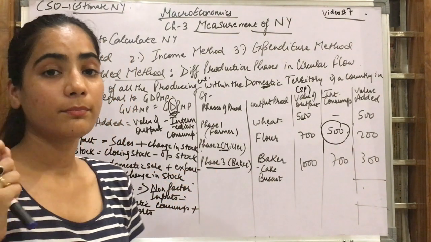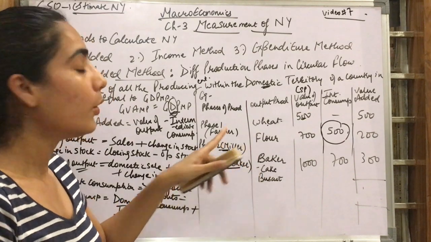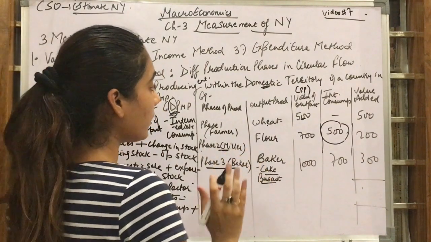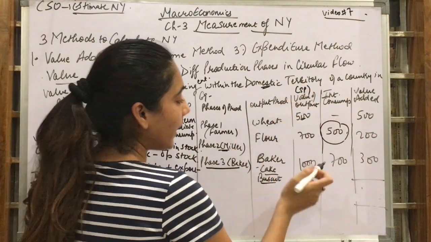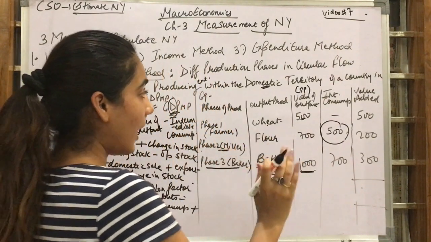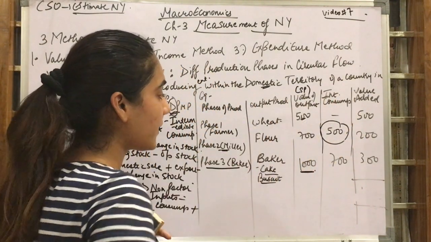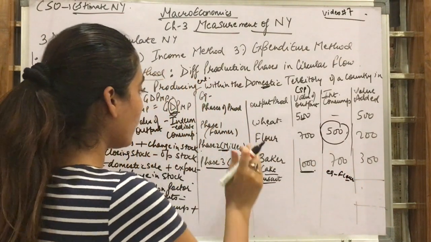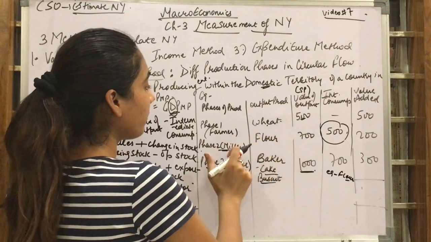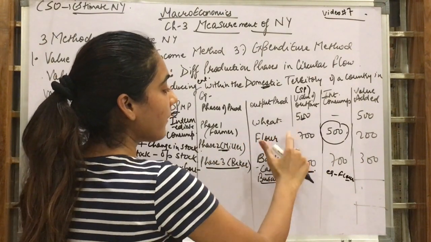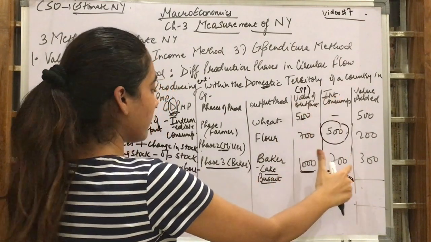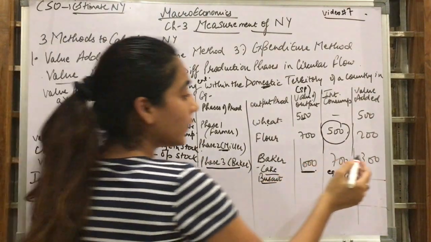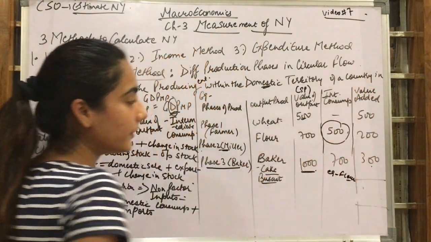A baker has to purchase the flour from the miller, only then he will be able to bake the cake or the biscuits. So what will he do? A baker will sell the output at ₹1,000. Now intermediate consumption under the baker is, for example, the flour. The baker has purchased the flour from the miller, which was of 700. So 700 comes under the intermediate consumption of the baker. Now 1000 minus 700, which is 300, comes under the value added.